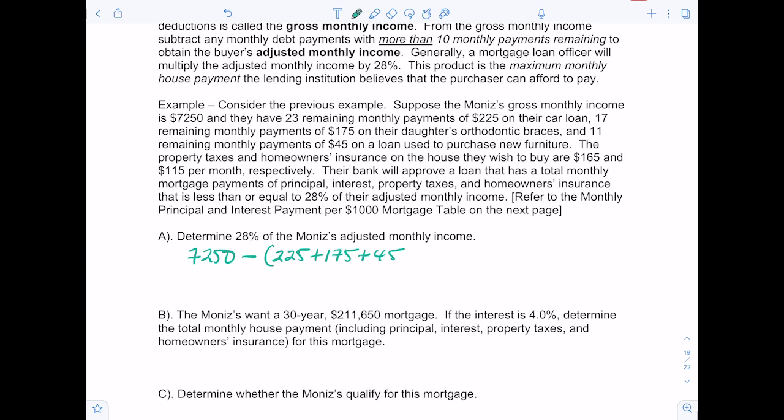to purchase new furniture. Okay, so when we subtract that, the $7,250 minus the sum that you would get when you add, you're going to come out with $6,805. So that's their adjusted monthly income.